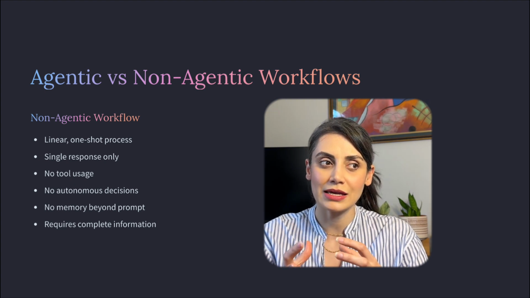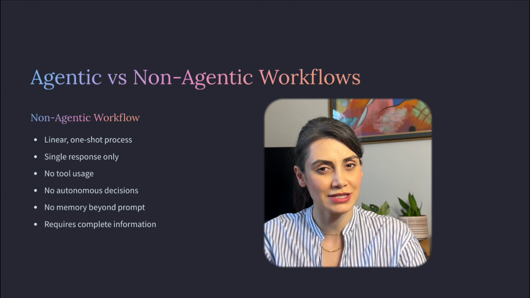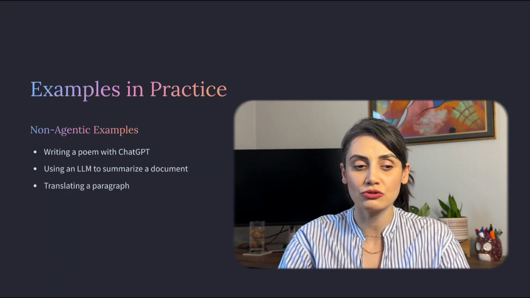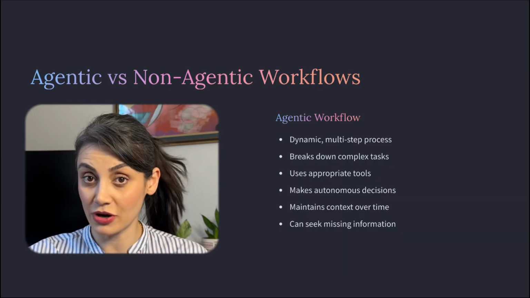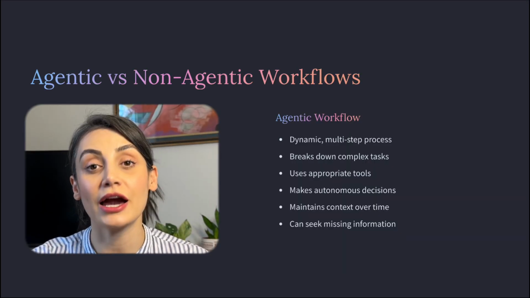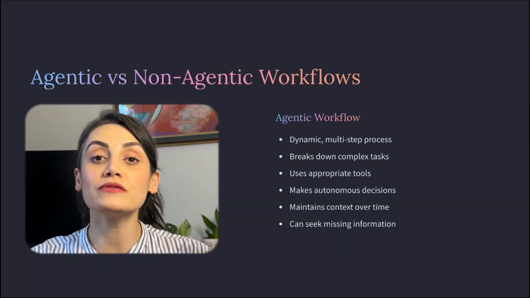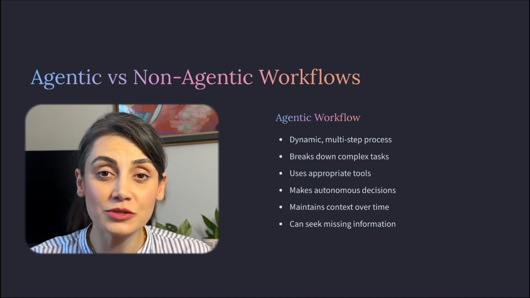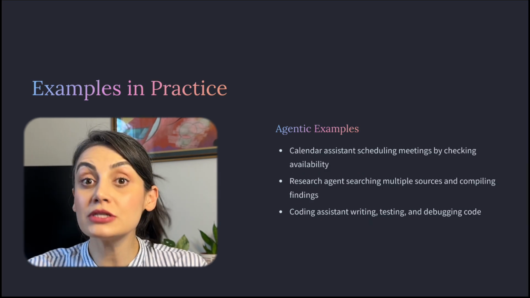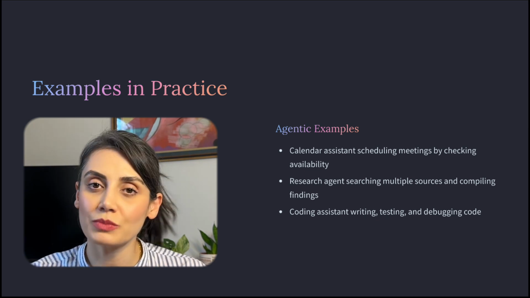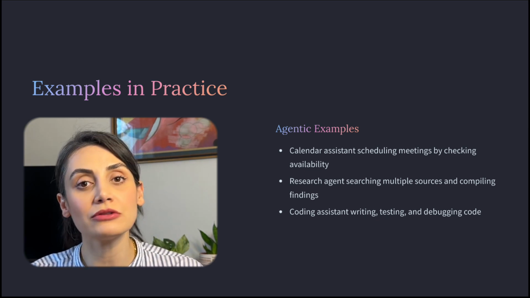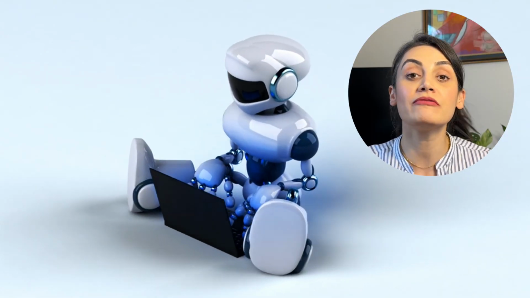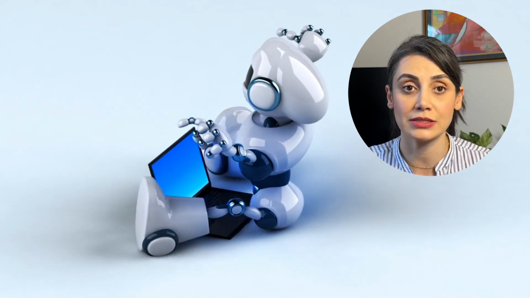Now let's talk about workflows. And to understand this better, let's compare agentic and non-agentic workflows. A non-agentic workflow is simple and linear. You ask a question, you receive a single response. For example, you ask Claude to translate a document, you receive a translation. However, an agentic workflow is completely different. It is dynamic and complex. So the agent observes its environment, uses tools, makes decisions, takes actions, and makes adjustments in its approach whenever it's needed. For example, a calendar assistant that schedules a meeting by checking your availability and sending out invites, or a research agent that evaluates different resources, reads them, summarizes them, and gives you a report.